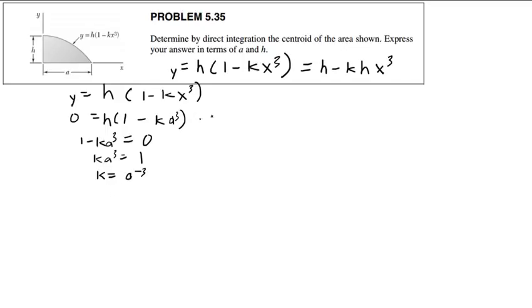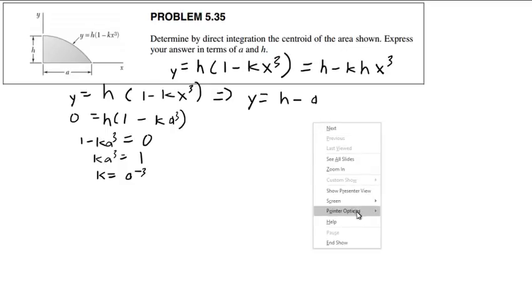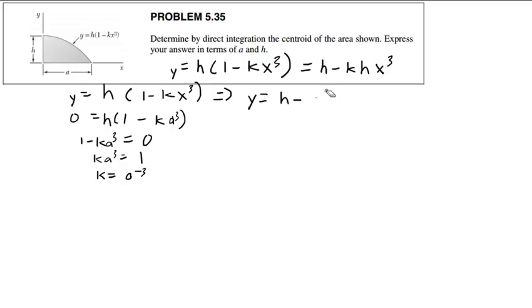This then makes our equation y equals h minus h over a to the third x to the third. I'm just trying to distribute this h. And that's the original equation. Okay, then I know that the first thing I'm going to need is my area.